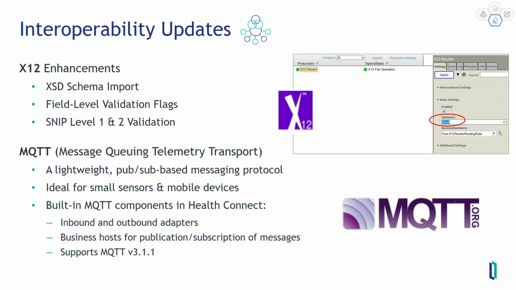And at a more base or transport level, we're adding support for MQTT, and this is highly relevant for the area of device or IoT interoperability. MQTT is a lightweight pub/sub-based messaging protocol. We're adding support for that. There will be built-in components such as inbound and outbound adapters. There are different business hosts built into the product that you can make use of for your different integration scenarios. We will support MQTT version 3.1.1.